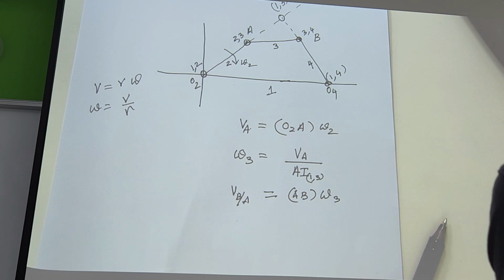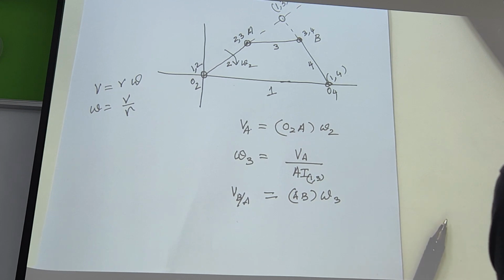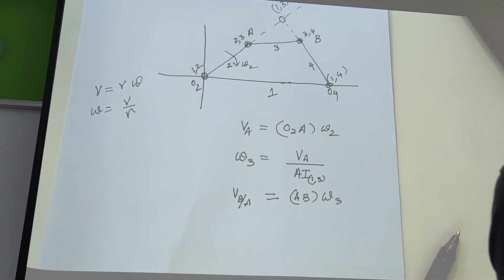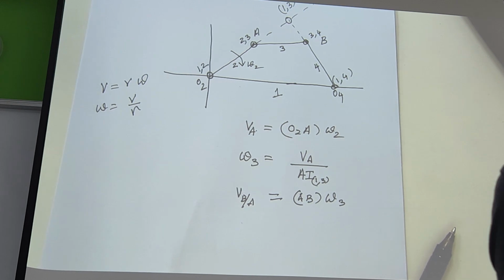So the basic idea is you are able to locate the instantaneous center for the same point with respect to two locations.